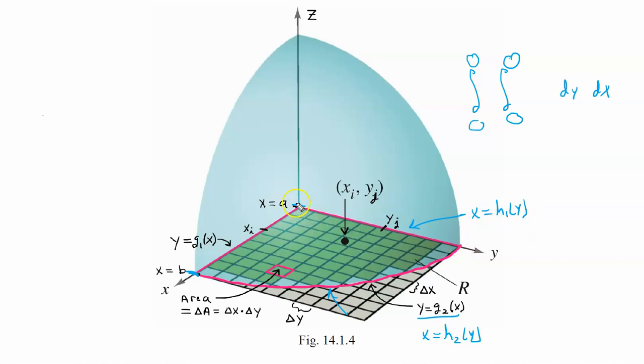And then the y is going to go from, say, c out to d. So if you switch these orders of integration, it would go from h1 of y to h2 of y, and then from c to d. But we'll get to that later, okay? Let's just finish our discussion that we're doing here. So that's just a little foreshadowing there.